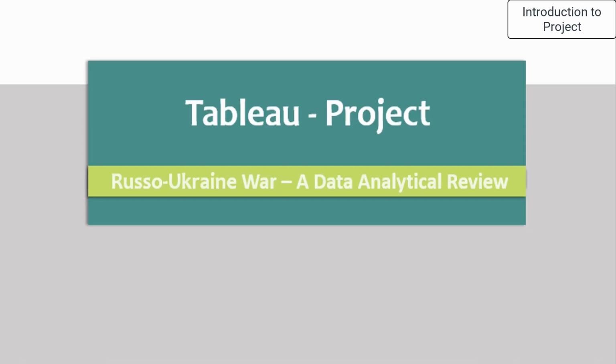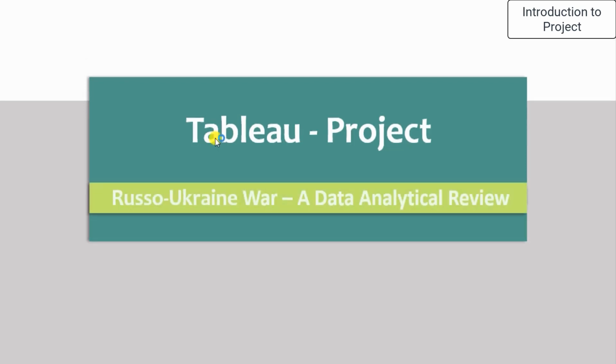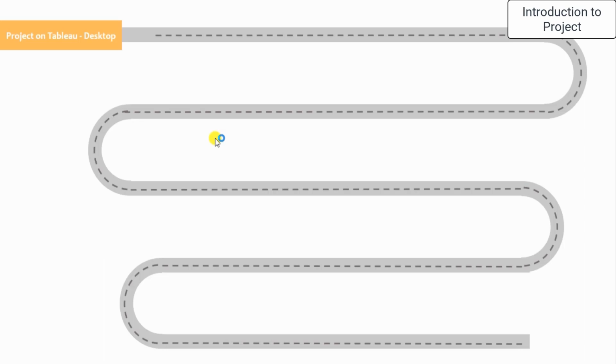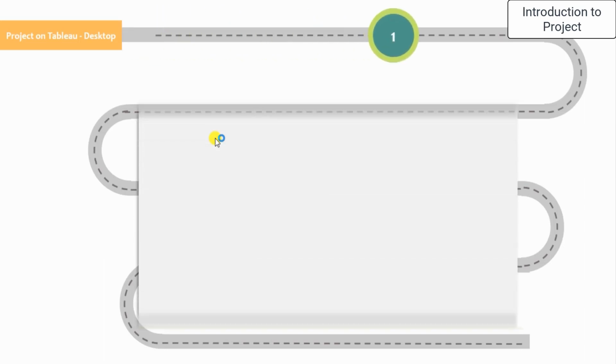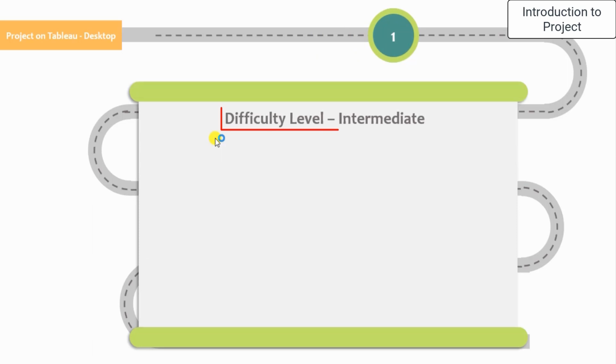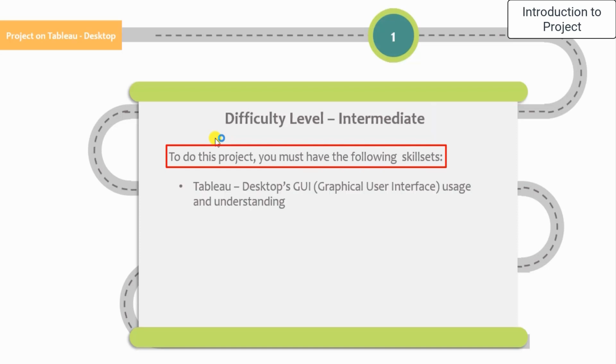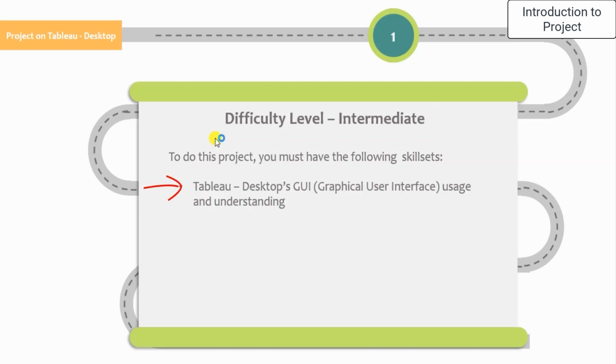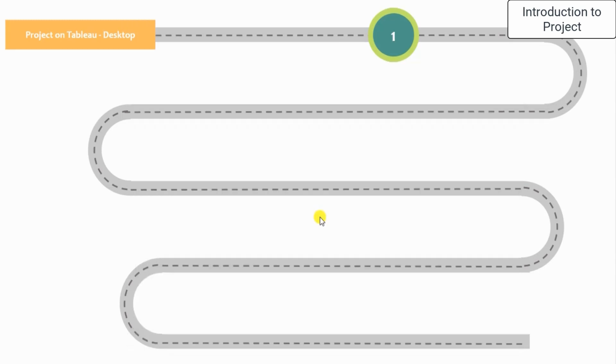Another important thing that we have here is for this project: what all are we covering as part of this project? This is what we discuss on the project. On the difficulty level, it is an intermediate class project, which means to do this project, you must have the following skill sets: Tableau Desktop's GUI, that is, graphical user interface usage and understanding.